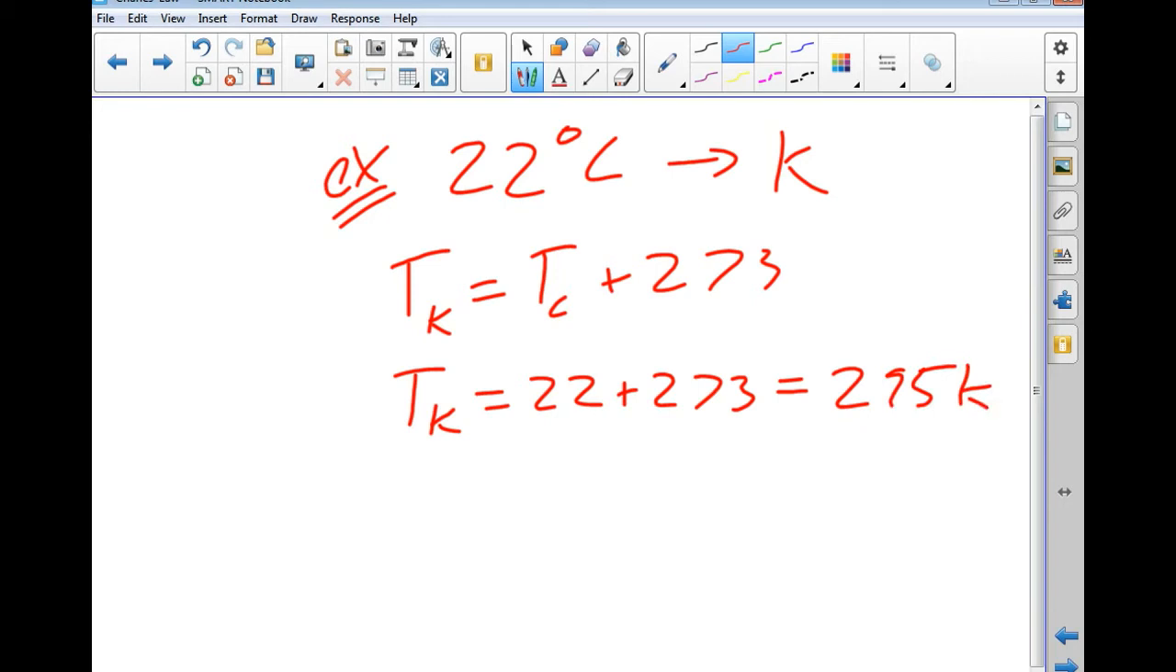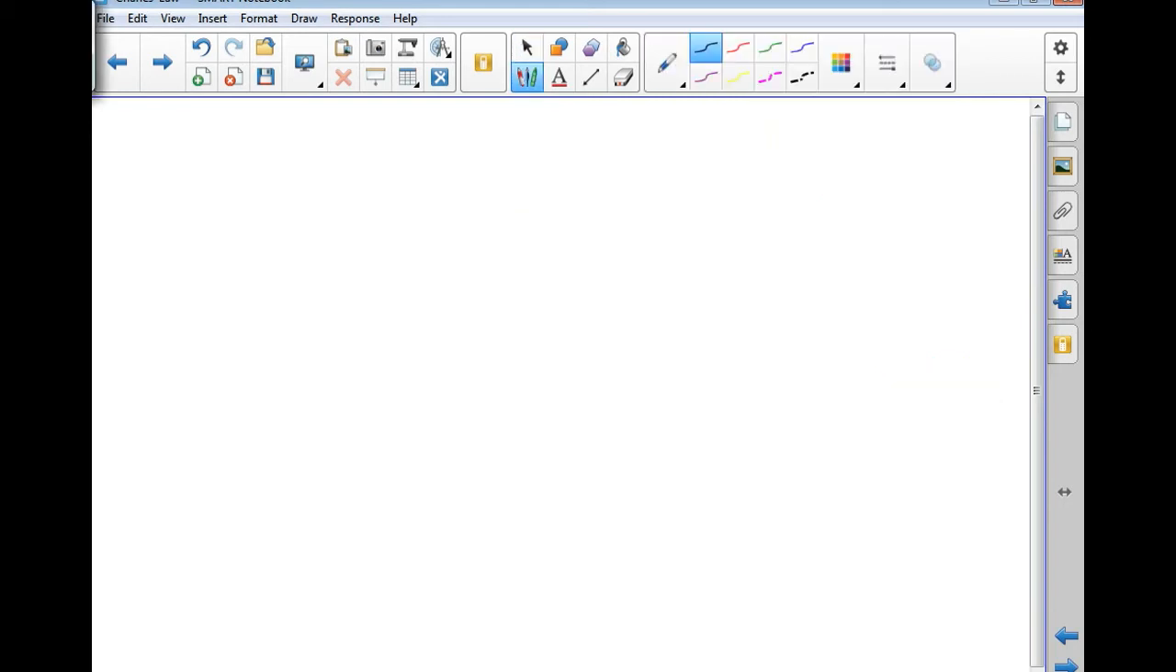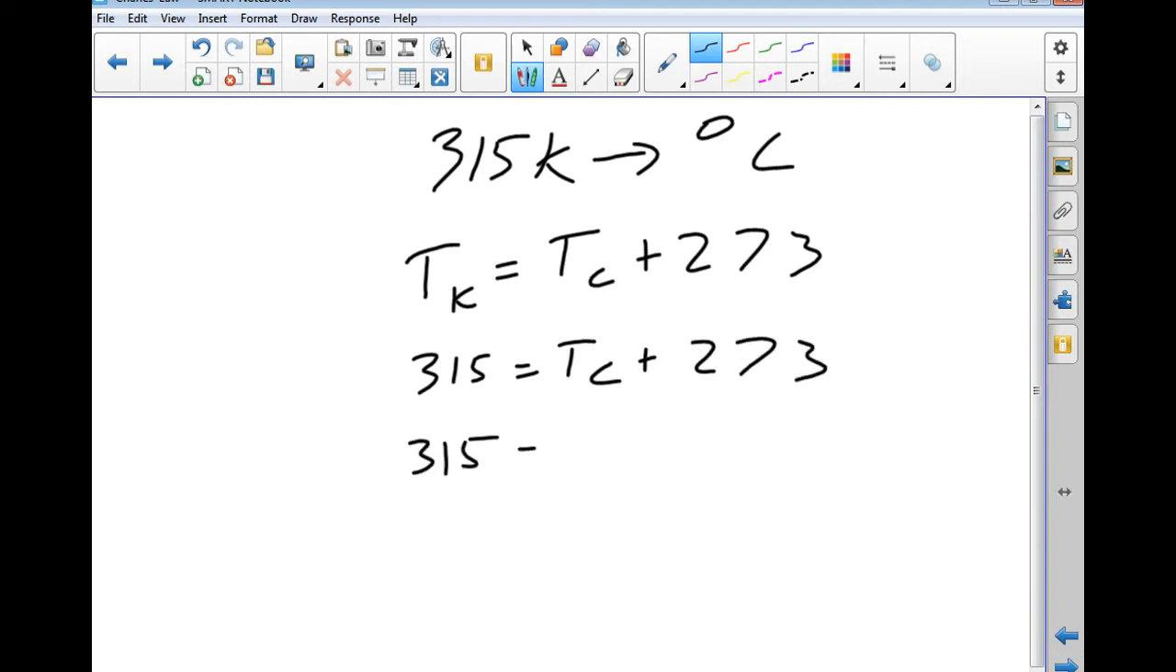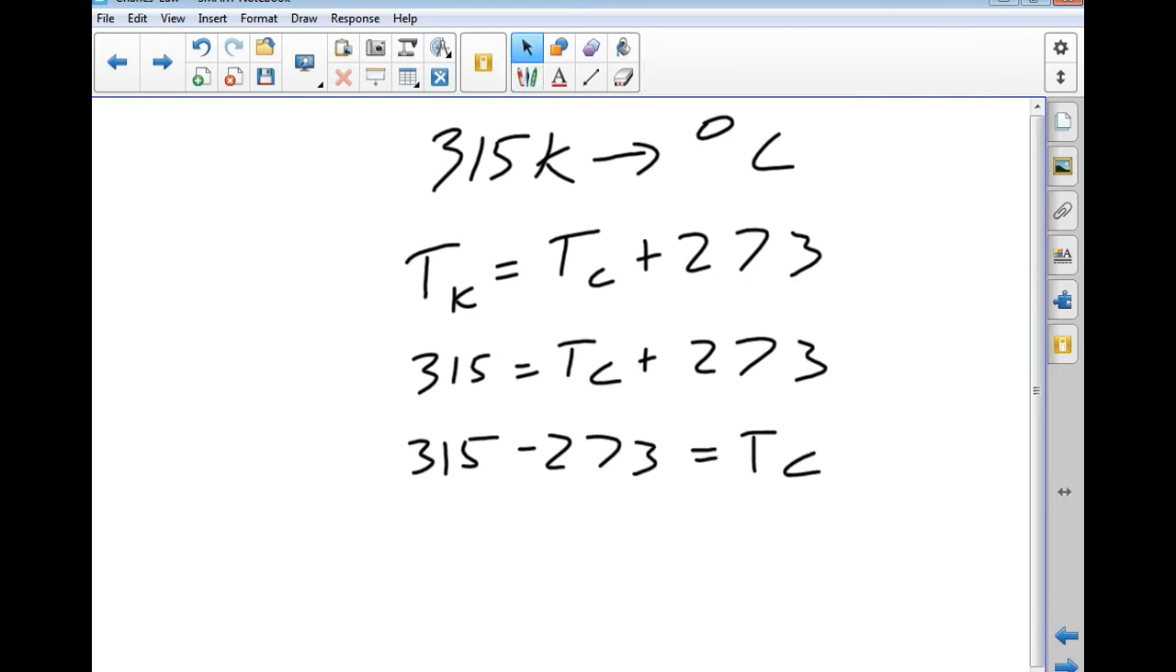On the flip side, if we want to figure out what 315 kelvins is equal to in degrees Celsius, we're going to use the same formula. Temperature in kelvins is equal to temperature in Celsius plus 273. So 315 equals temperature in Celsius plus 273. And at this point, we can see that this is equal to 42 degrees Celsius.